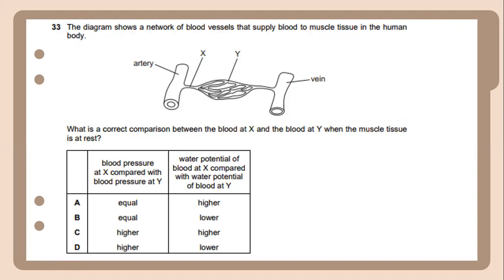33. The diagram shows a network of blood vessels that supply blood to a muscle tissue in the human body. What is a correct comparison between the blood at X and the blood at Y when the muscle tissue is at rest? The answer will be: blood pressure at X compared with the blood pressure at Y is higher, and water potential of blood at X compared with water potential of blood at Y is also higher.